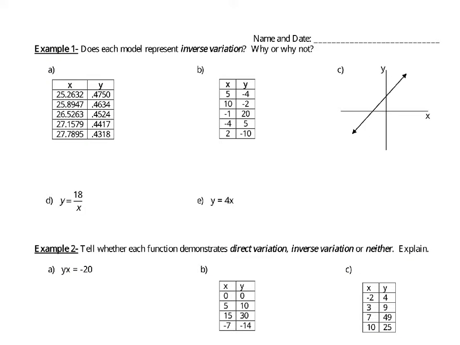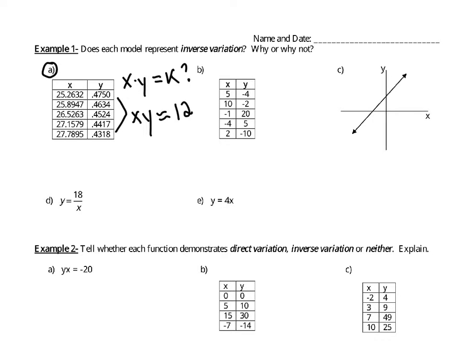So example 1 asks us to look at various functions and determine whether they are inverse variation functions. We are also asked to explain our result. So take a look at the function in example 1a. We have a table here. I'm going to start by asking myself, does x times y produce some constant k every single time? If you multiply the x by the y in every single one of these table rows, what you'll notice is that you get very, very close to the value 12.